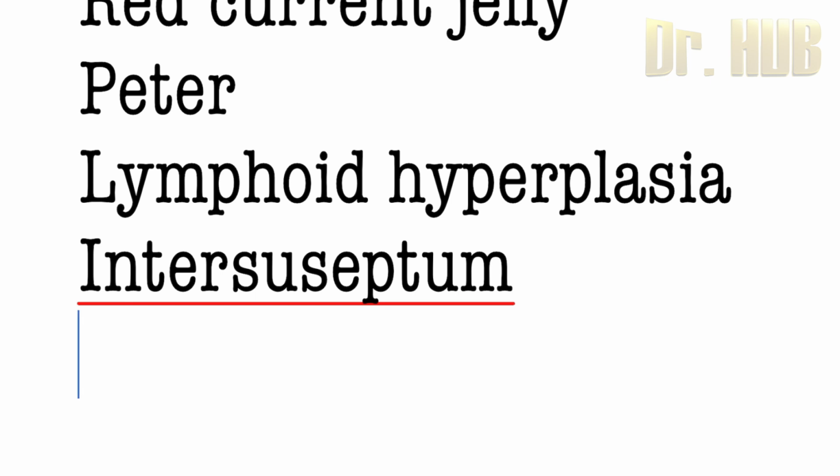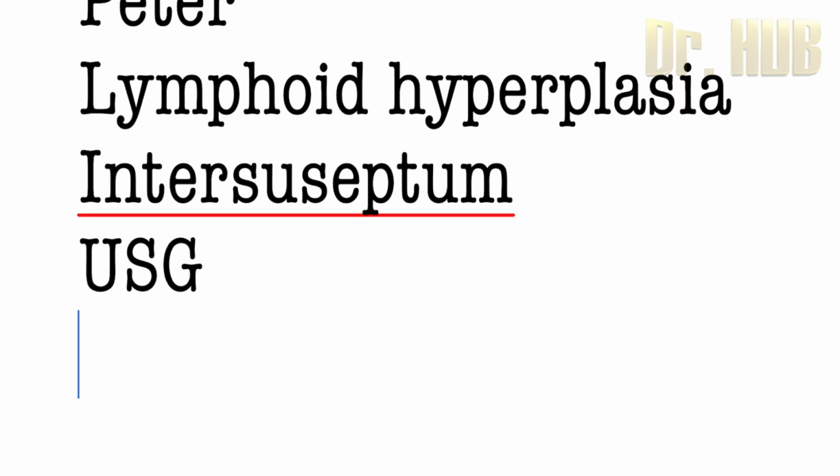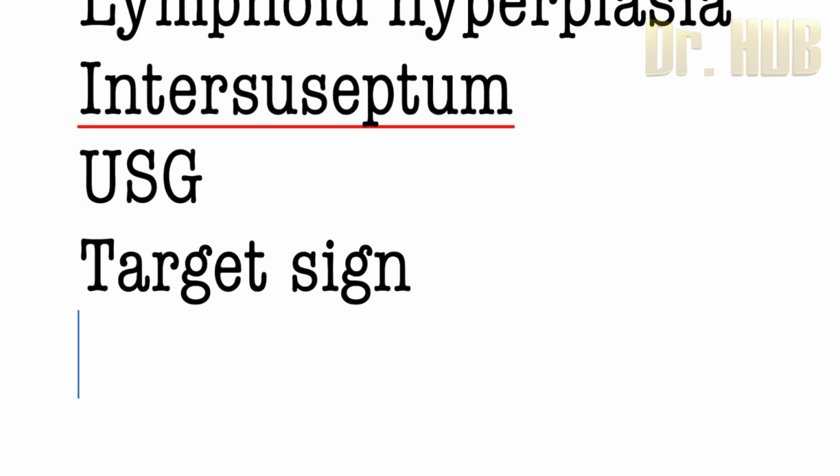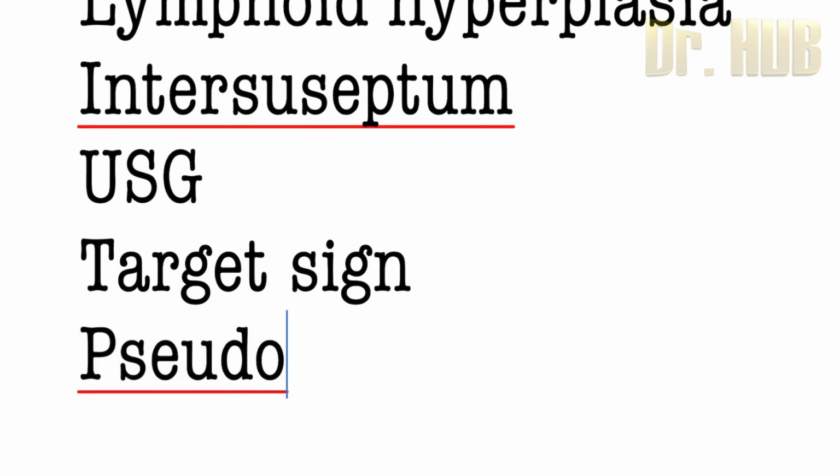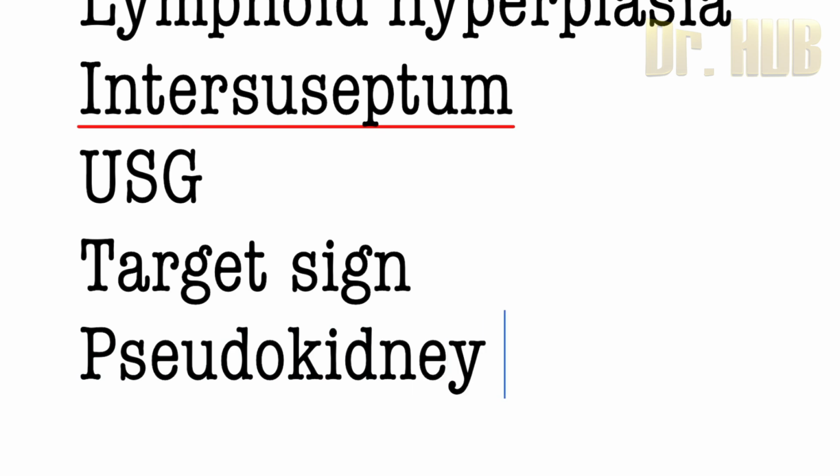Now investigation in case of the USG. You can include the USG in children, which shows the target sign, where one bowel goes inside the outer. So the target sign is seen, and the pseudo kidney sign is also seen.